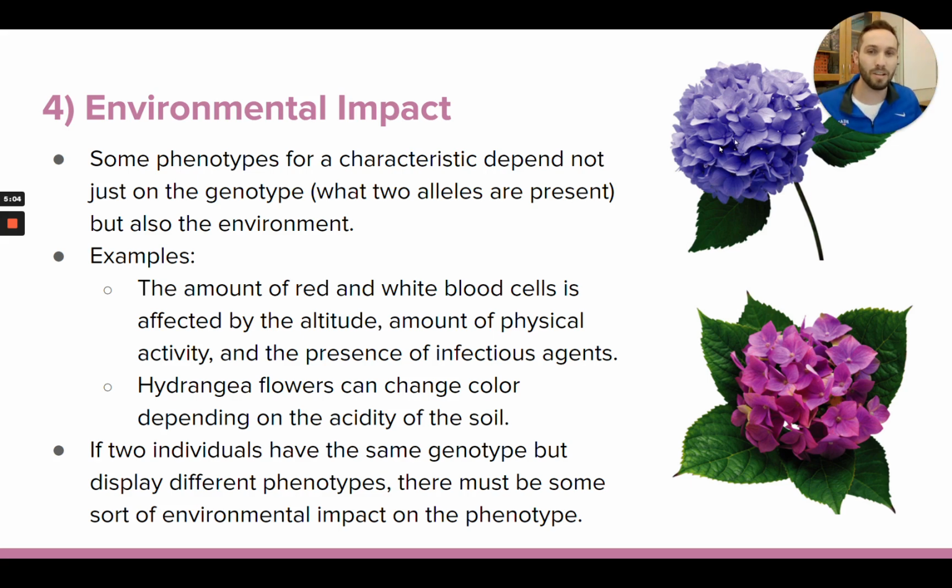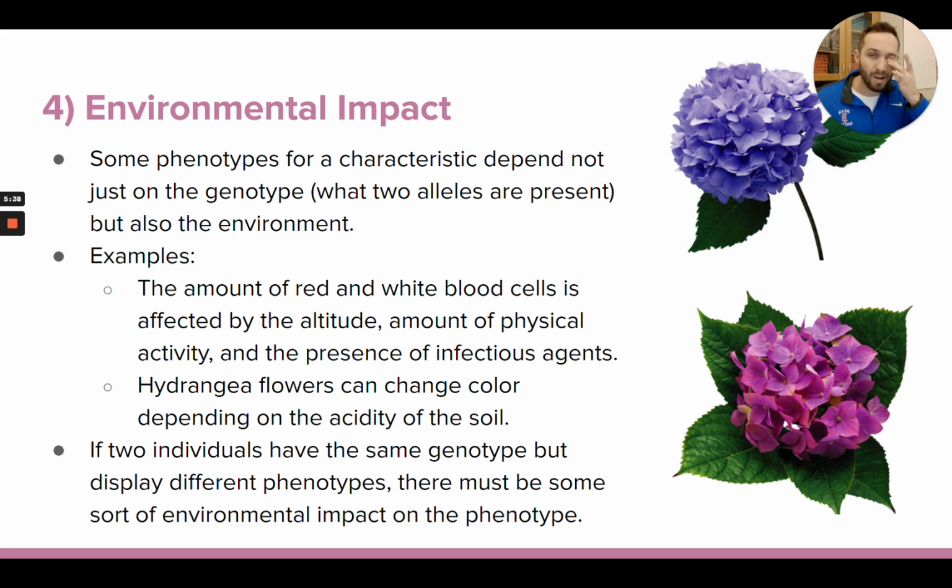Here's an example with a hydrangea flower. These flowers will change color depending on the soil acidity. So if the soil is more or less acidic, it actually affects the color of these flowers. So these flowers could be genetically identical. These could be exact copies of each other genetically. They could have the exact same DNA, which means they have the exact same alleles for flower color as this plant. But they could end up different colors because of the environment influencing their phenotype.